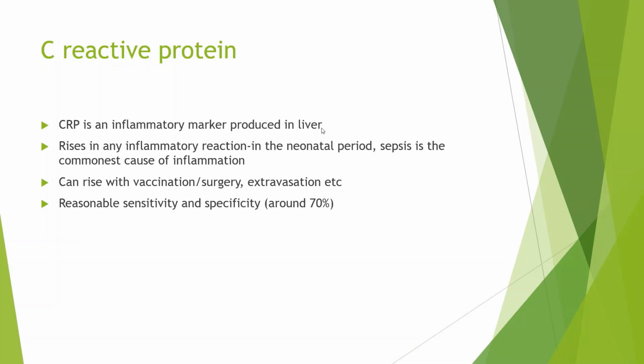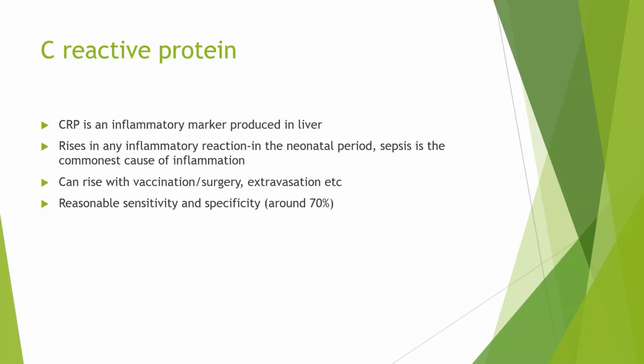C-reactive protein is an inflammatory marker produced in the liver, and it rises in any inflammatory reaction. In the neonatal period sepsis is the most common cause, but it can rise after vaccination, surgery, extravasation, and other causes. There's a reasonable sensitivity and specificity of around 70%, and combined with other markers, it may guide. And once a CRP is elevated, its drop may guide you in the duration of treatment.